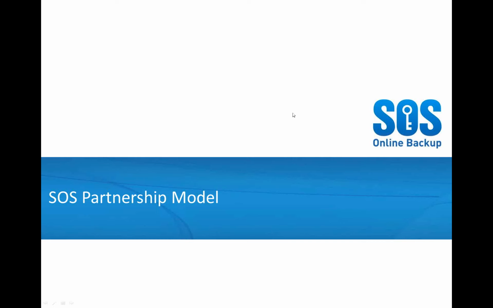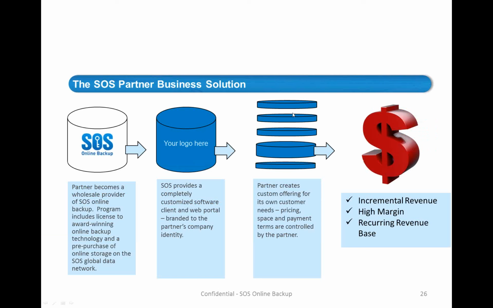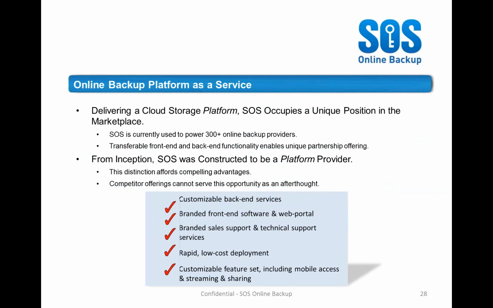I'm going to flip through some of these slides. So going back to one of the things I said earlier in the presentation, everything you see at SOS is rebrandable. So we've got more than 400 fully white-labeled online backup providers using our platform. We provide a platform as a service. So all of our products and services are built around customizable back-end web services with branded front-end software and web portals. We can actually also brand our sales and technical support services, which we'll talk about I think on the next slide. But generally, everything you see is very customizable.